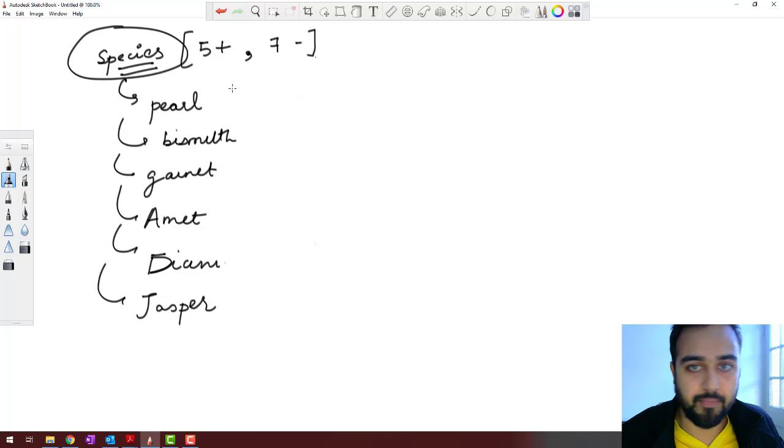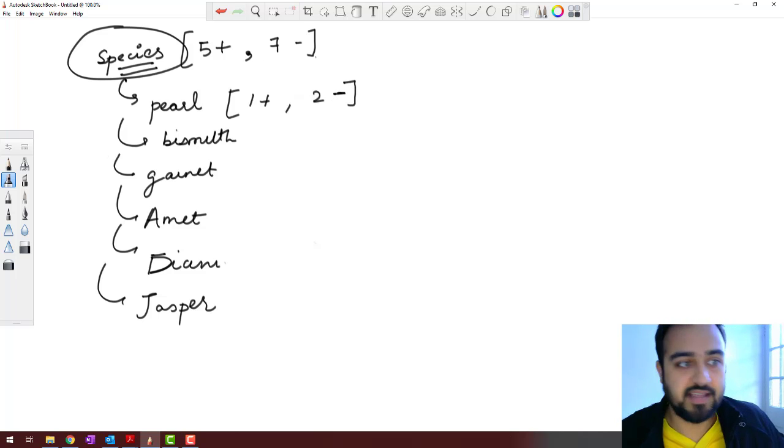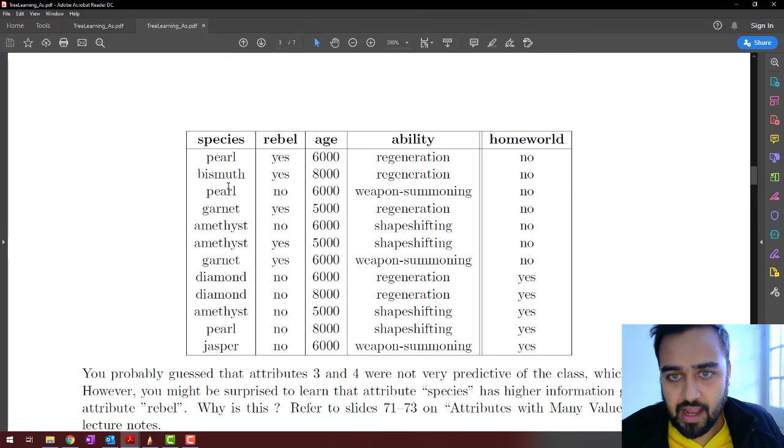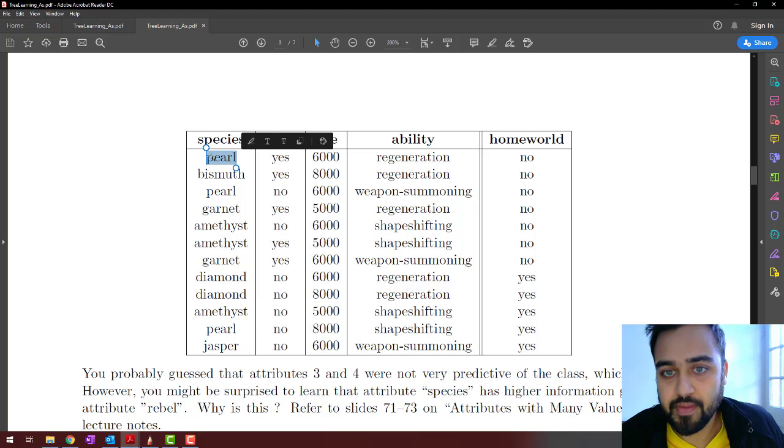class distribution, pearl occurs 3 times, out of which 1 is positive, 2 is negative. How do you see that? If you have this and you go with pearl, you have pearl here. So pearl 1, 2, and 3. It is occurring 3 times in species.